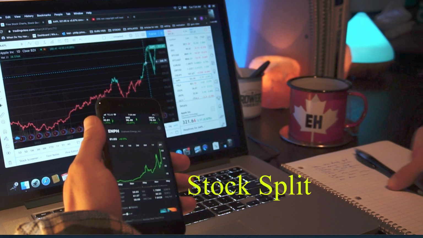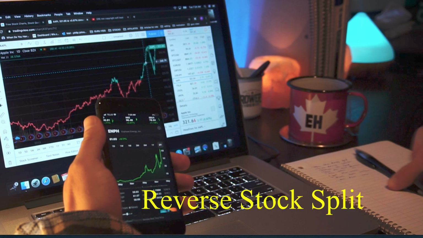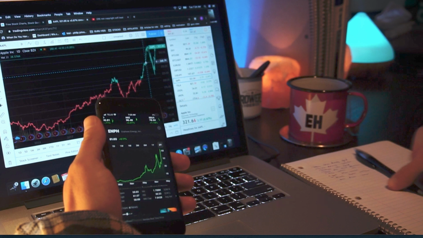Stock split, when the number of total shares is increased by a ratio. 2 to 1 would mean for every 1 share you own, there are now 2. Reverse stock split, this is the opposite. If it's a 2 to 1 reverse stock split, that means for every 2 shares you own, they got cut down to 1. YTD, this simply means year to date. YOY, year over year.